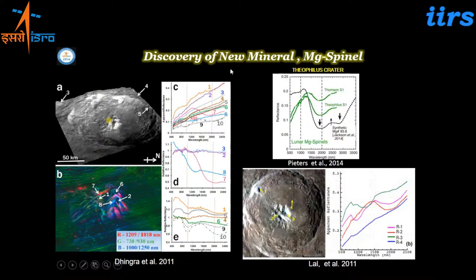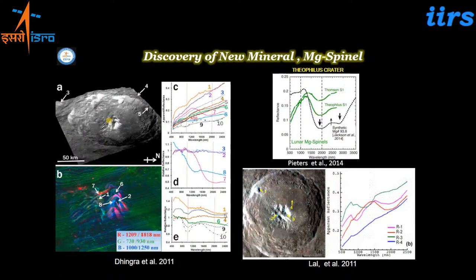After the arrival of the M-Cube sensor, the Moon Mineralogy Mapper, which was flown on board Chandrayaan-1, many new minerals were identified after acquiring and analyzing that data, and magnesium spinel is one of them. Magnesium spinel is unusual because it was also reported earlier from the lunar samples, but it was associated with the mafic minerals.